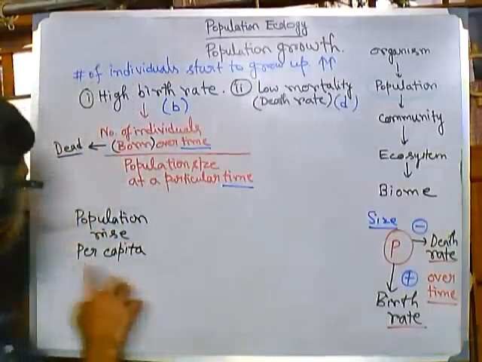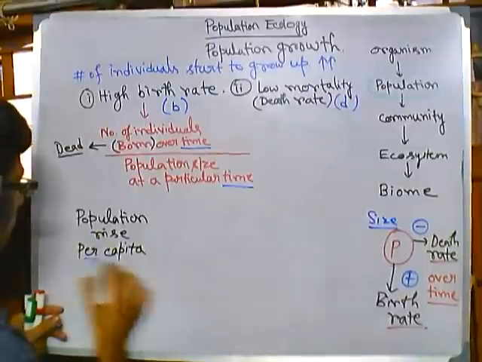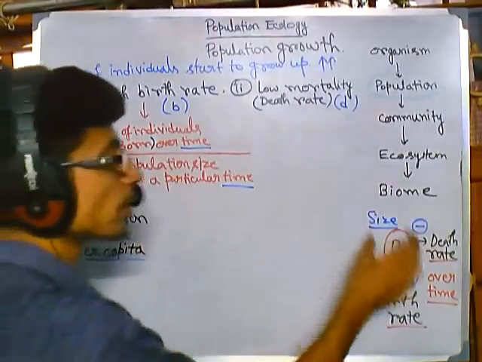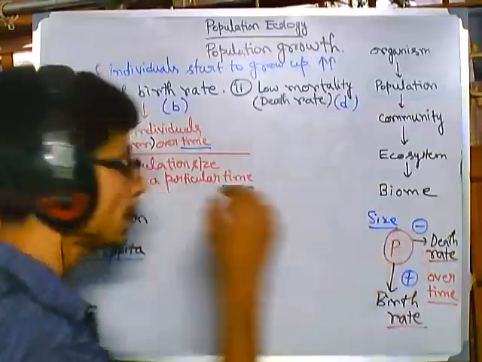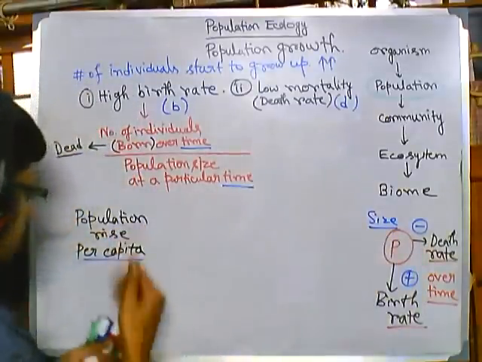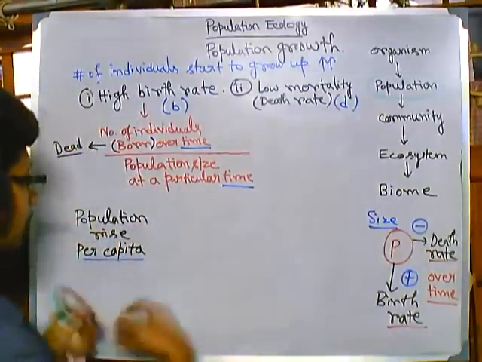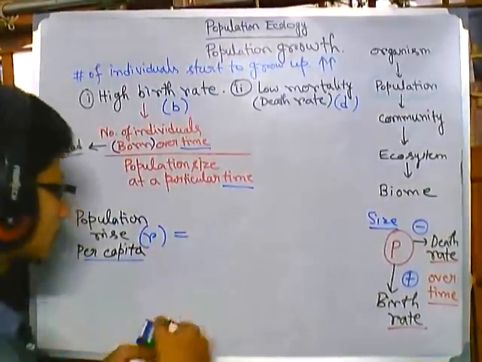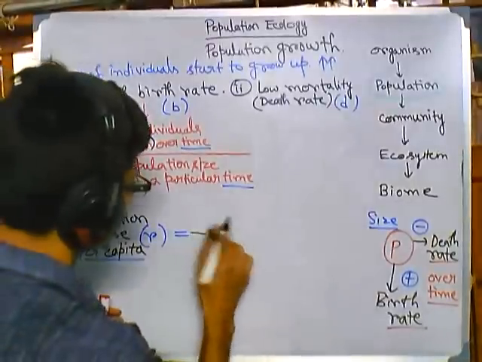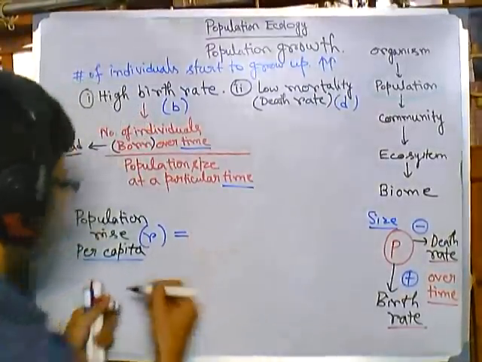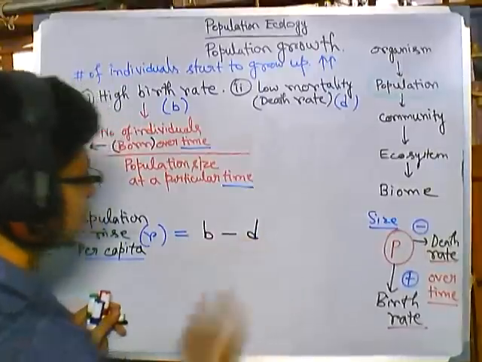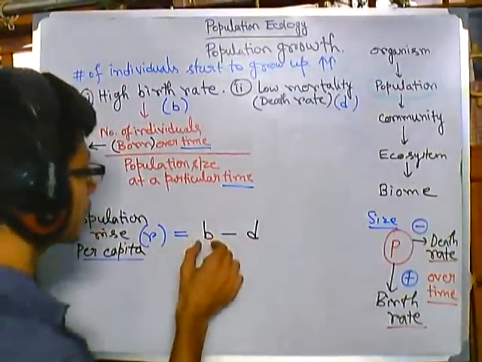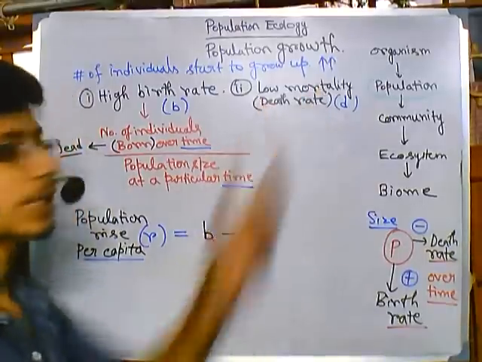So we need to keep this fact in mind, per capita. It's a particular region in which we are measuring the population rise, the population size, and also the birth and death rate. So the population rise per capita, we can write as small r. It can be written as small b minus small d. So this is the formula for the rise of a population per capita: simply birth rate minus the death rate.